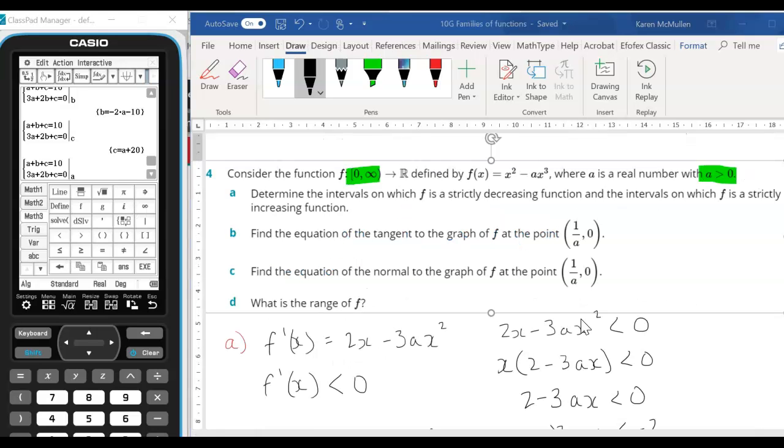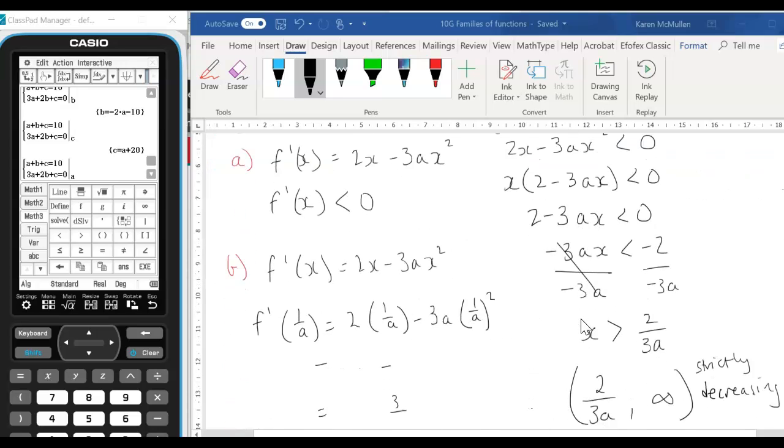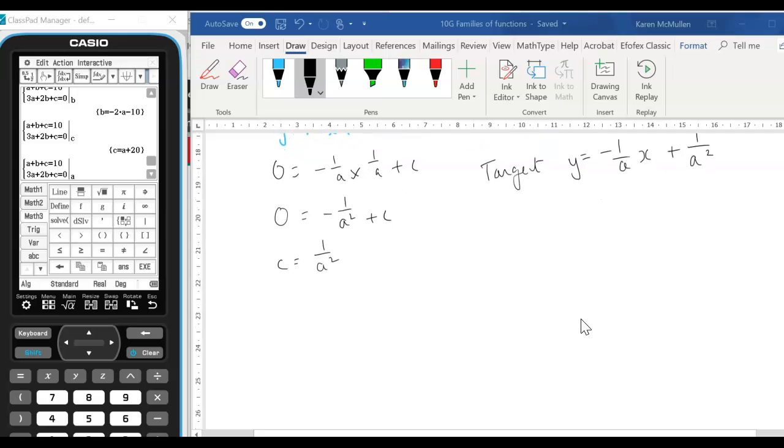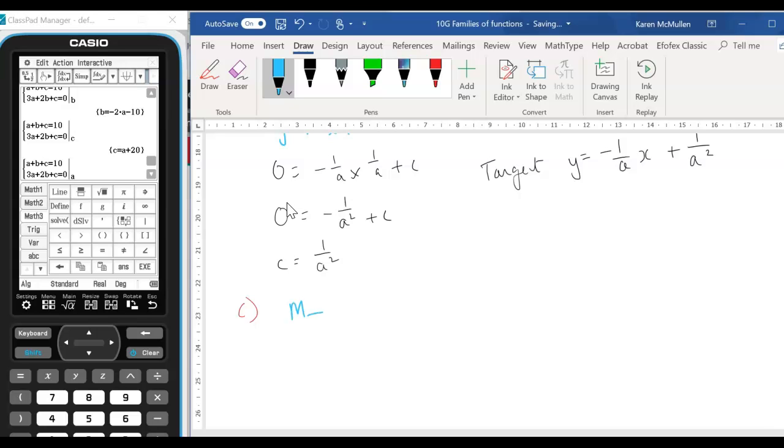All right, so part C, we're looking for the equation of the normal. So remember the tangent and the normal are perpendicular to each other. So the gradient of the normal is just the negative reciprocal of the gradient of the tangent. So let's just go back down. Very long question. All right, so we're doing question C. We want to do the normal now. All right, so the gradient of your tangent was negative 1 on a.